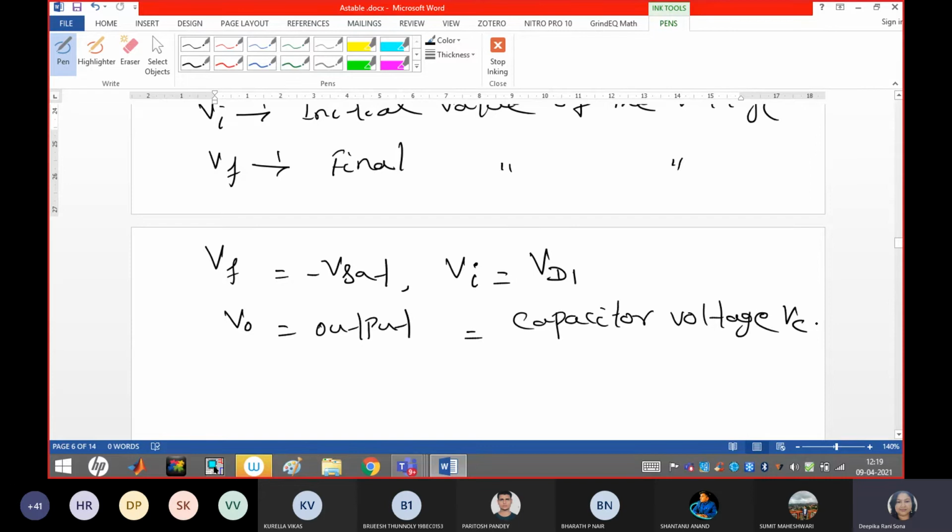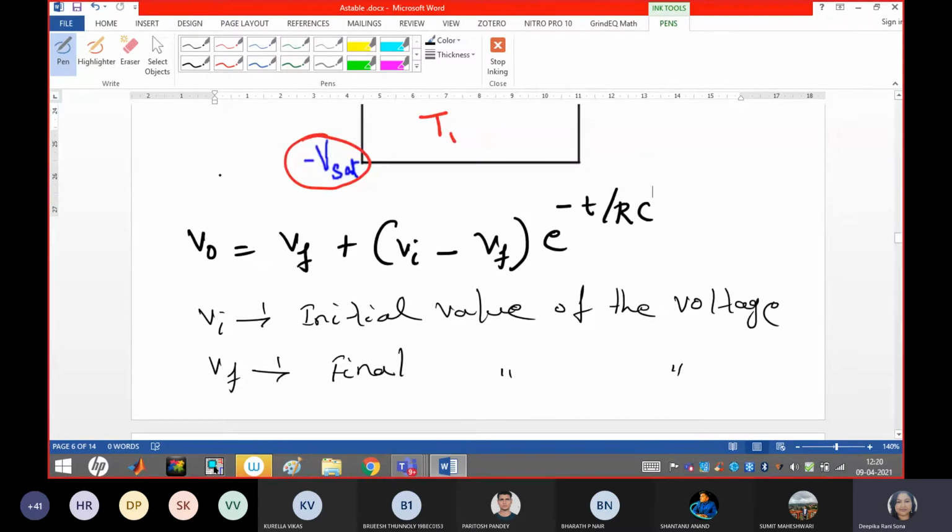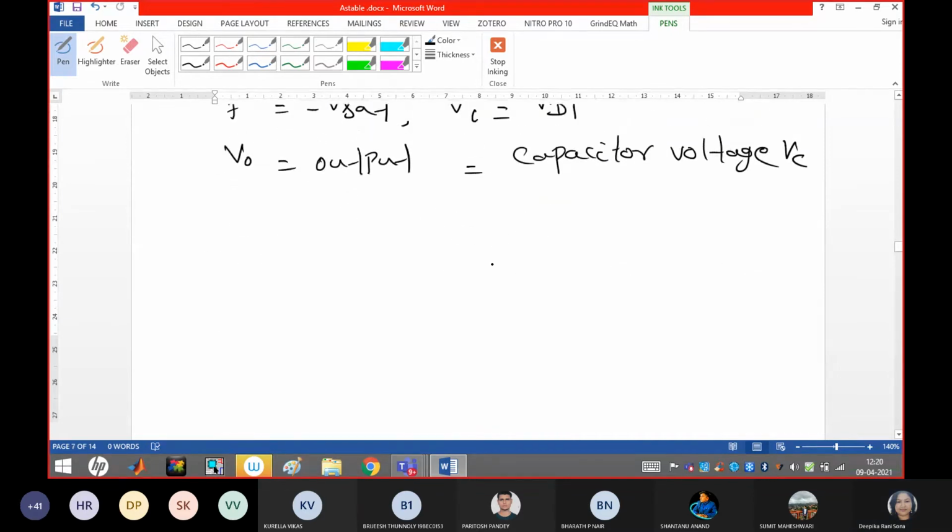If I represent all these terms in the previous equation, what do I get from here? The equation was in terms of V0. Now I am going to change this V0 to Vc, with the Vf value and Vi value, and let's see what I get, and I will represent small t equal to capital T.